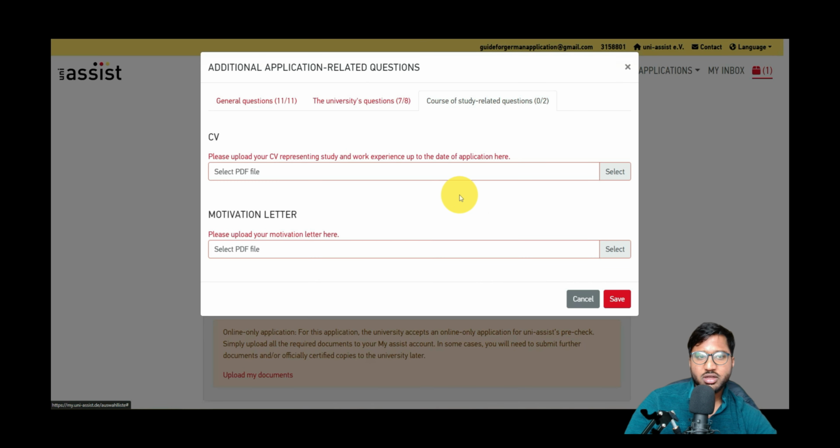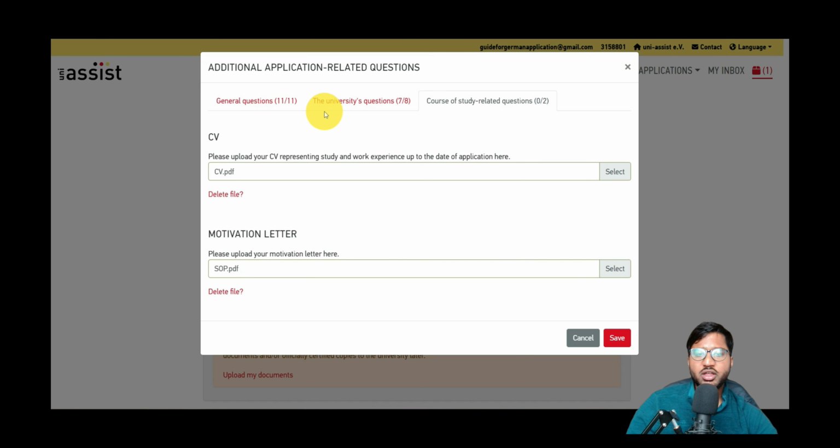Then we need to fill in the course details. Here you can click on where you have to fill in the CV. After filling in the university qualification, we come back to the next questions they're asking, the course study related questions. When we did our requirement analysis, you can see they asked for required documents, which were a CV and a motivation letter explaining why they have to accept you for this particular course. So please give in those 2 documents here and click on save.